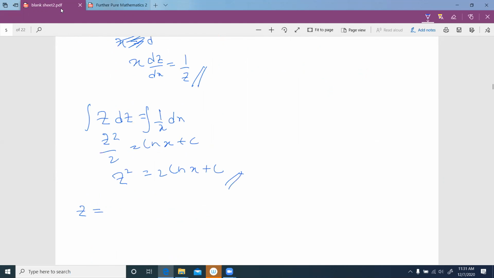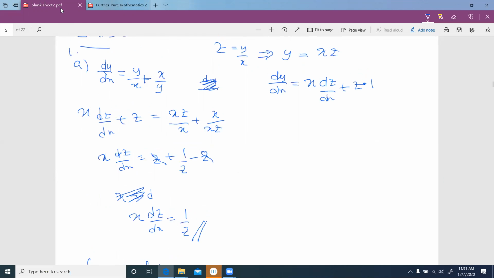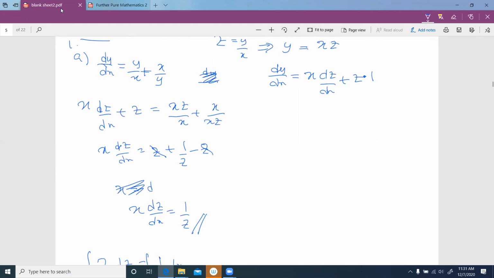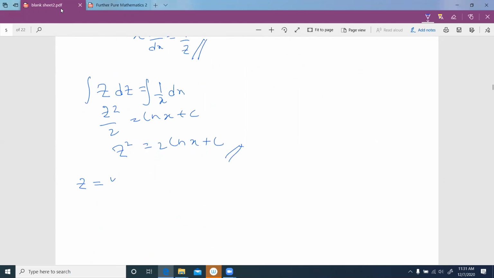So z equals y over x. You can replace over here: (y over x) squared, this is one whole thing squared, equals 2 ln x plus c. With that you can say y squared equals x squared times (2 ln x plus c). You can write the answer with that.